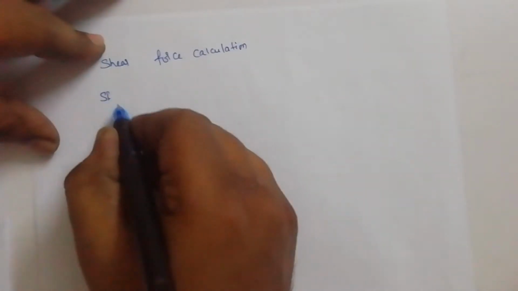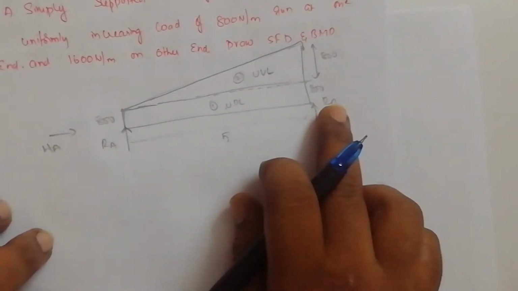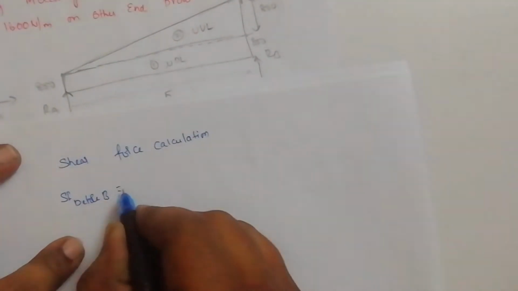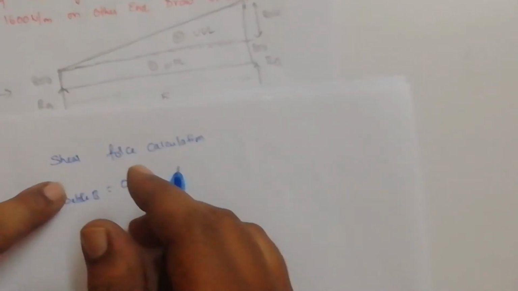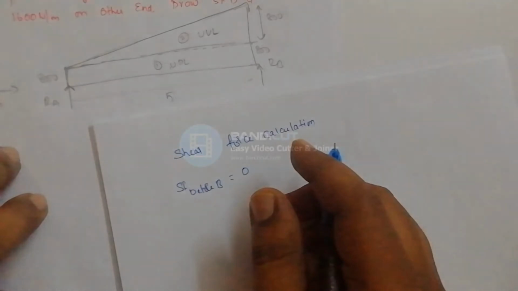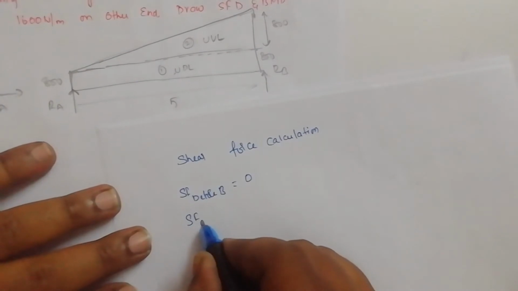First of all we have to take the shear force before the right extreme point. What is the right extreme point? Here we have point B. I will keep the diagram like this. Shear force before B is equal to 0. Why is it 0 before B? There is no load present before point B. Okay. Next is shear force at B.